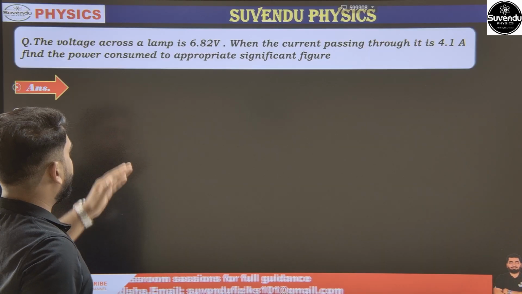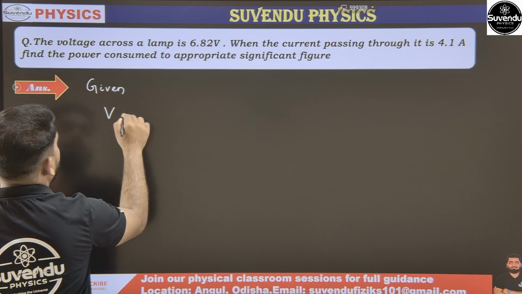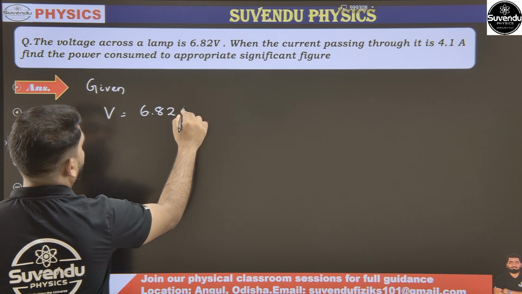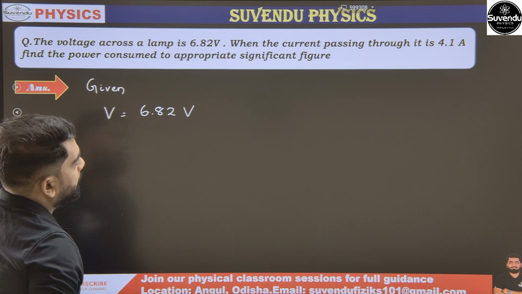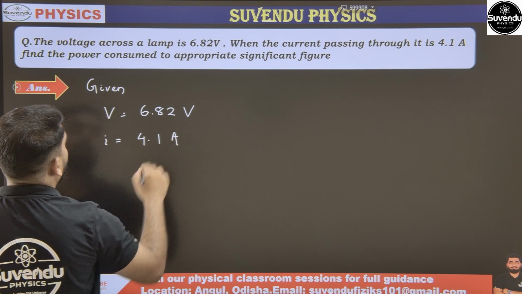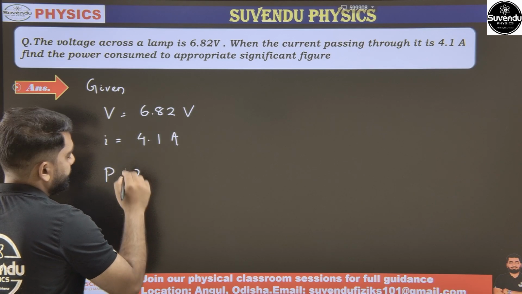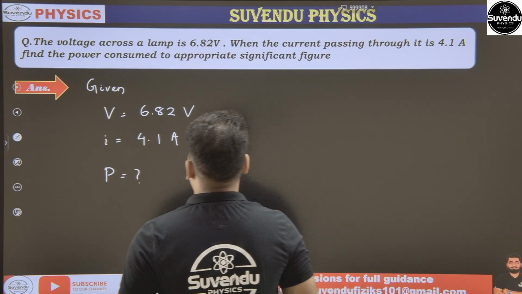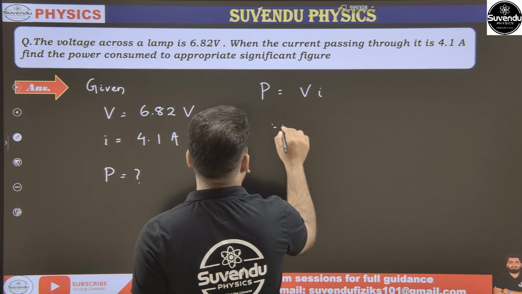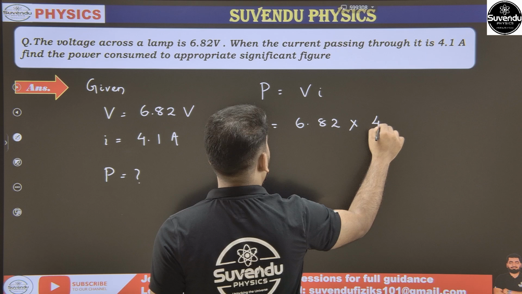So the voltage across a lamp is 6.82 volt. Given V is equal to 6.82 volt, and when the current passing through it is 4.1 ampere. So find the power consumed to appropriate significant figure. So power consumed P is required. So we know P is equal to V into I. वही मल्टीप्लिकेशन आ गया, देखो P का वैल्यू 6.82 इंटू 4.1.